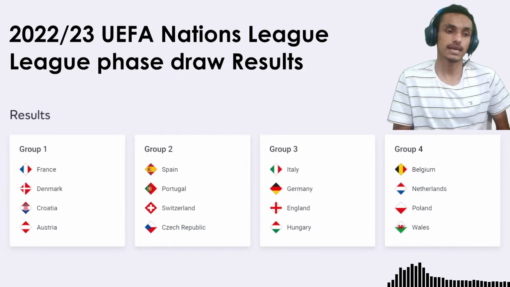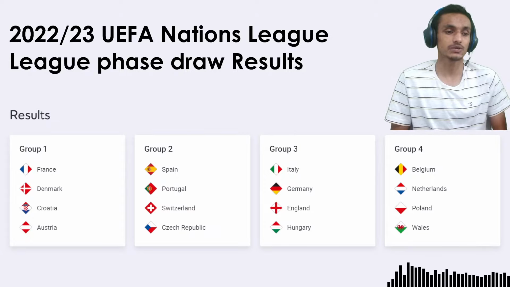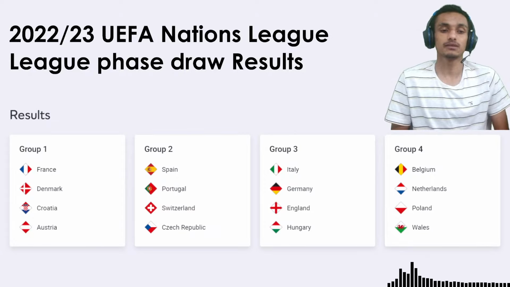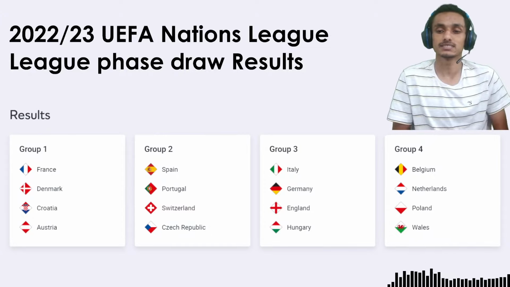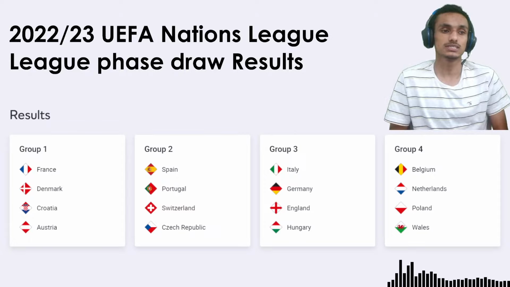Moving on to League A. Group 1: France, Denmark, Croatia and Austria. Group 2: Spain, Portugal, Switzerland, Czech Republic. And Group 3, one of the deadliest groups anyway: Italy, Germany, England, Hungary. And Group 4: Belgium, Netherlands, Poland and Wales. So these are the UEFA Nations League phase draw results.